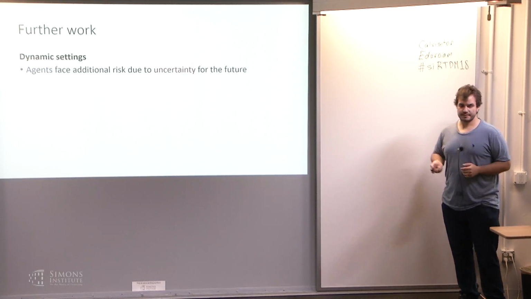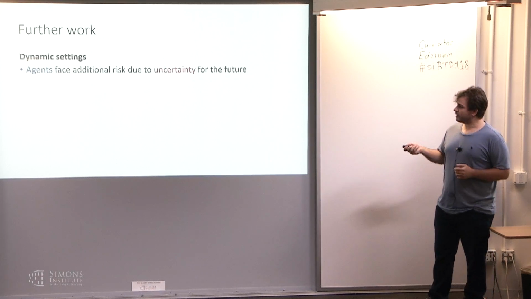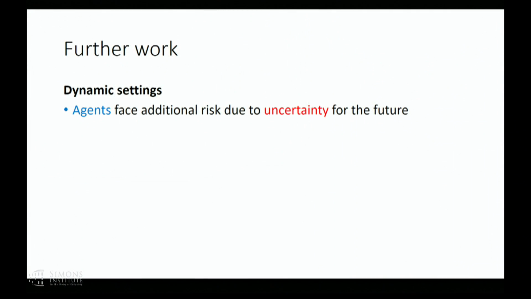So, dynamic settings. In dynamic settings, because of the extra uncertainty about the future, for example, not only do I not know about other buyers' values, but I also don't know about my future valuations for things that will happen in the future. So there's a sort of massive increase in uncertainty, which makes things with risk even more complicated.